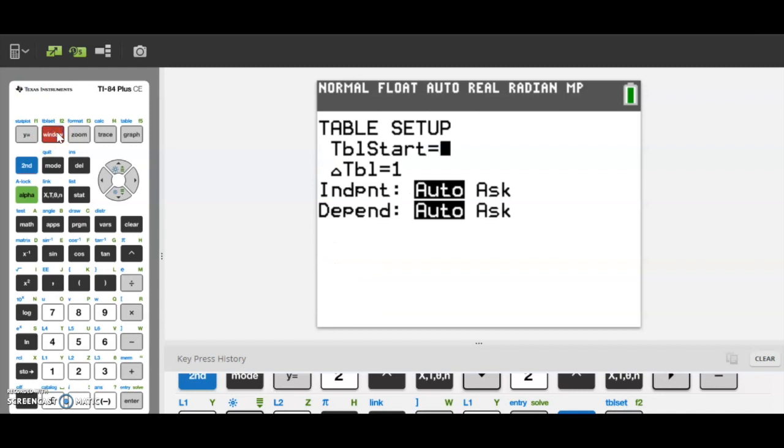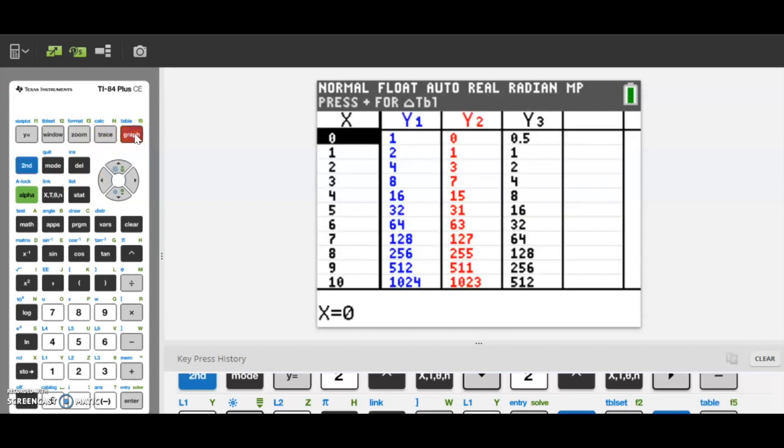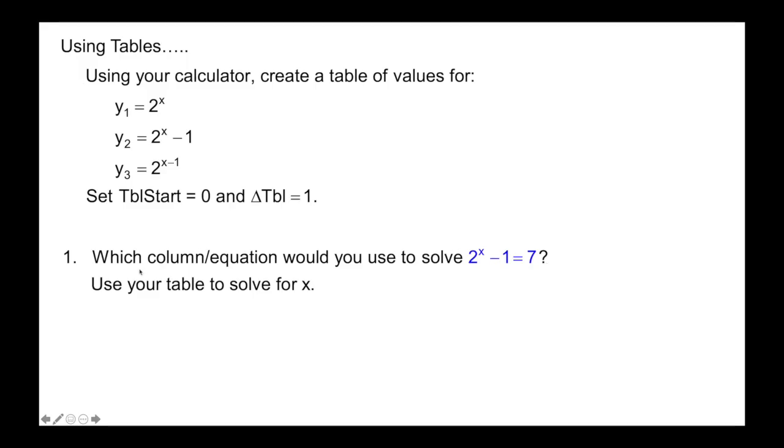So I hit second and then window, and I want to make sure the table starts at 0 and the change of table is 1. Then if I hit second graph, that's going to bring me to a chart that looks like that. For number 1, we're looking at which column or equation we will use to solve this equation. Well, when we look at the left side here, we have 2 to the x minus 1. And the one that's equivalent to that would be y sub 2. So we'll be looking at y sub 2, or we can think of that as the second column.